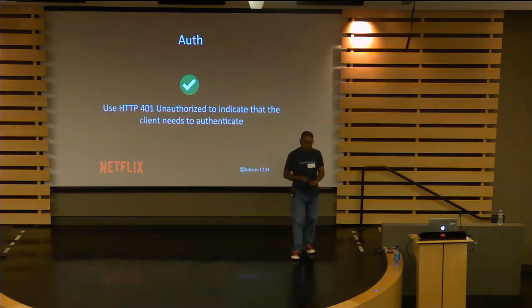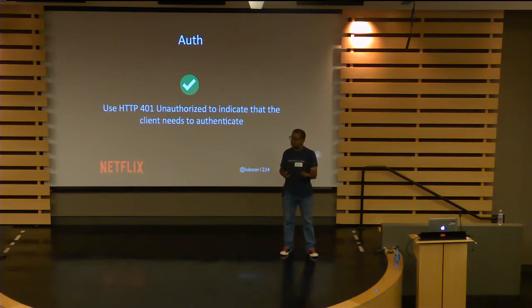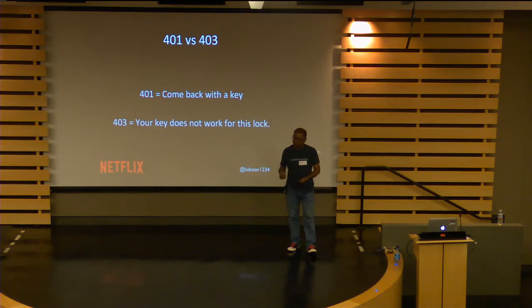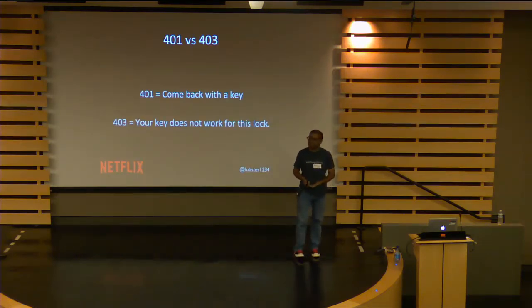So use 401 to indicate that the client needs to authenticate. Generally, if you want to really follow that RFC, it says that your response headers should tell them what authentication method to use to re-authenticate. You don't want to go into that much detail, but at least tell them that it's a 401 and not a 403. And use a 403 forbidden to indicate that the credentials do not allow access to the requested resource. So the way I look at it is, 401 is come back with a key, and 403 is your key doesn't work with this lock.